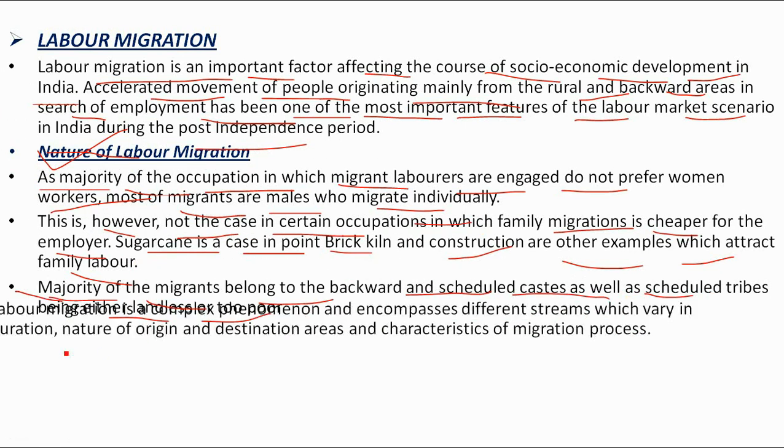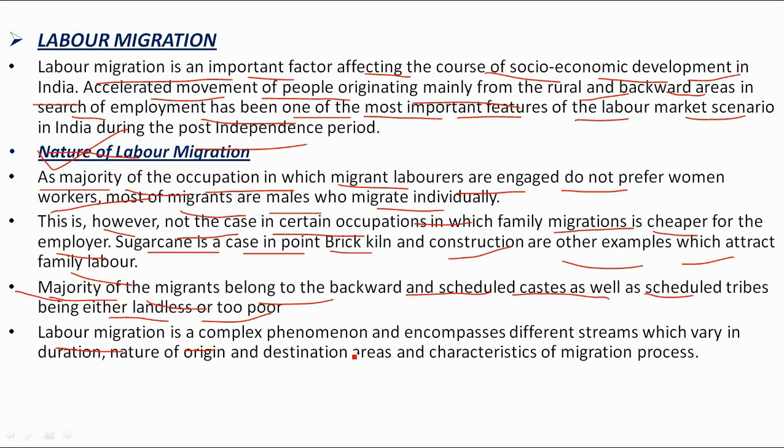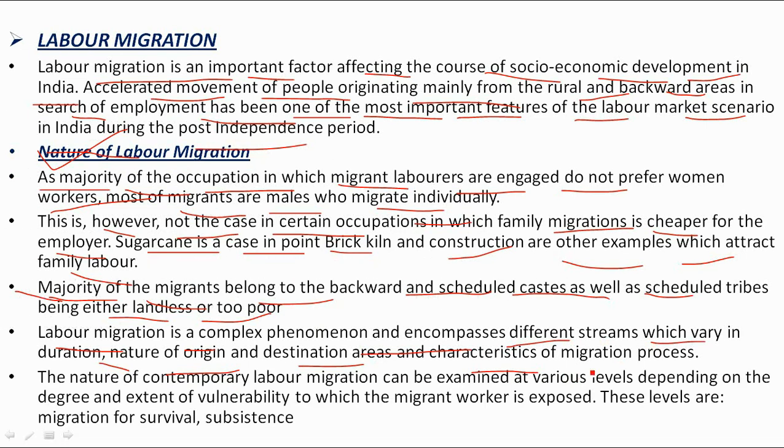Then labor migration is a complex phenomenon and encompasses different streams which vary in duration, nature of origin and destination areas, and characteristics of the migration process. Then the nature of contemporary labor migration can be examined at various levels depending on the degree and extent of vulnerability to which the migrant worker is exposed. These levels are migration for survival and subsistence.